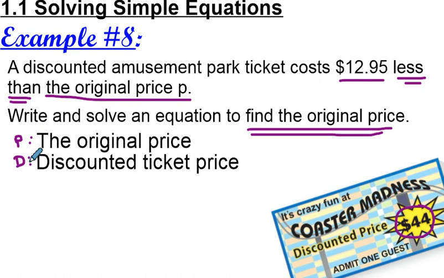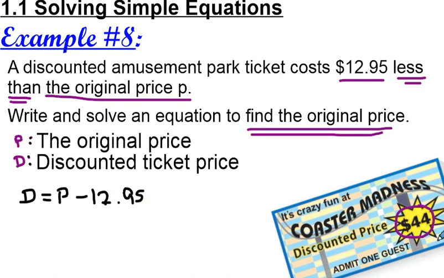And again, this is another math symbol. Using a colon symbol in math, that is defined by. So P is defined by, or D is defined by, followed by what it actually means. All right, so to write this equation, we have the discounted ticket price, D, is, and it says right here, the discounted ticket costs $12.95 less than P. So $12.95 less than P means we're taking away $12.95 from P, so I need to write P minus 12.95. So there's my original equation.